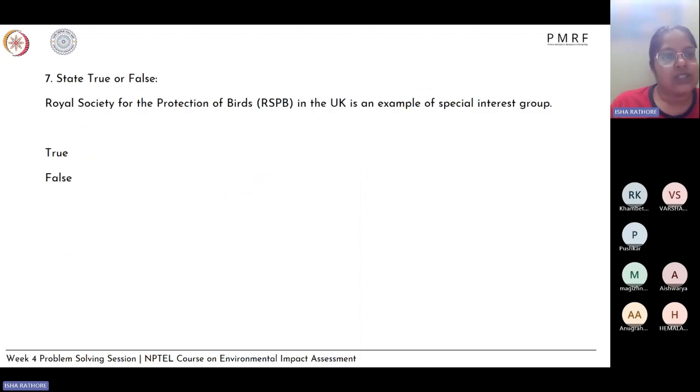So, state true or false. Royal Society for Protection of Birds, RSPB, in the UK is an example of a special interest group. Is the statement true or false?